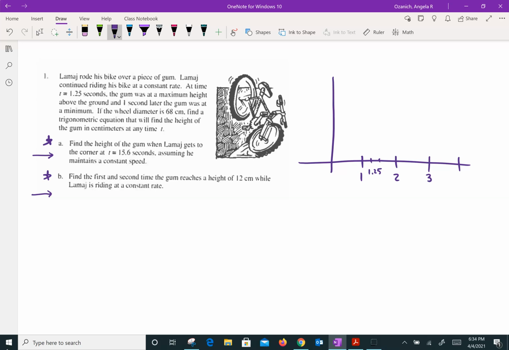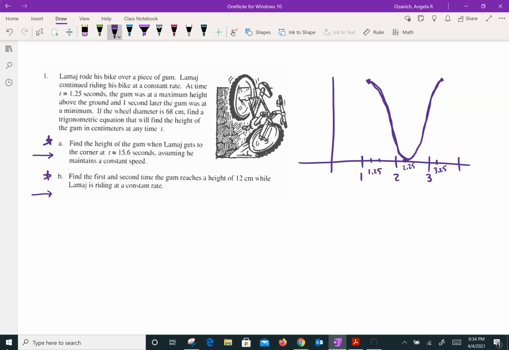Well, if we're talking about a bike tire, a maximum height is going to be the top of the wheel. And 1 second later, so that means at 2.25 seconds, it's at its lowest height, which basically is the ground, if you're thinking about this gum that got picked up off of the pavement to begin with. And then if that is 1 second to go from a high down to a low, then it must be 1 more second to go from the lowest point up to the highest point. So you guys should be well versed at developing this kind of a scenario, okay?